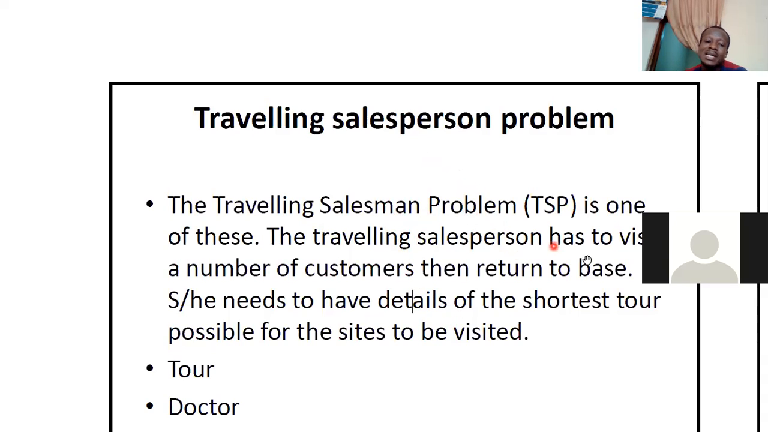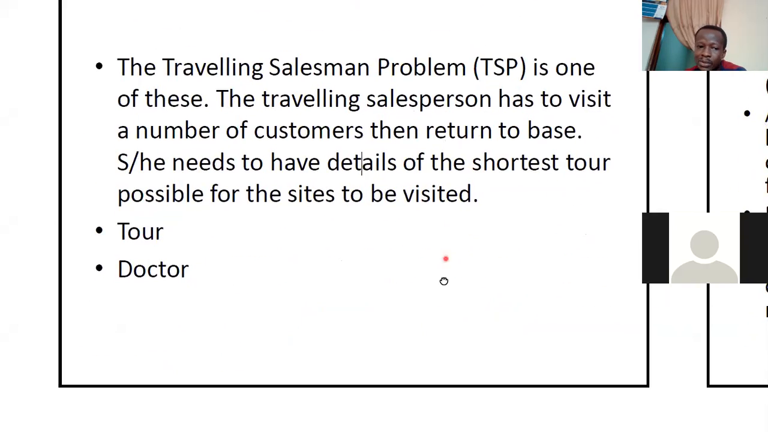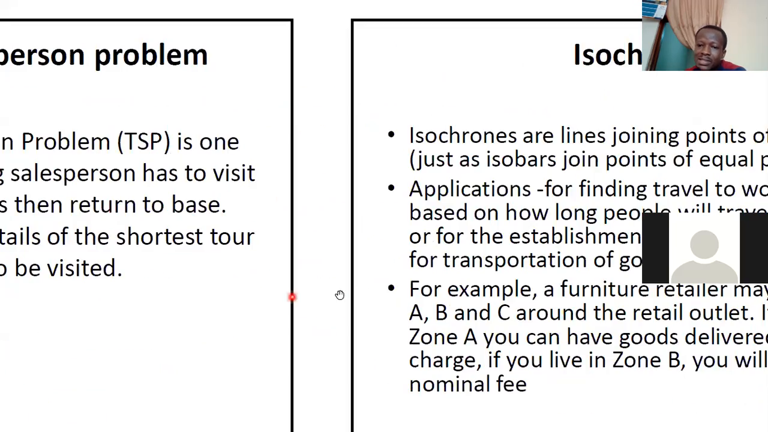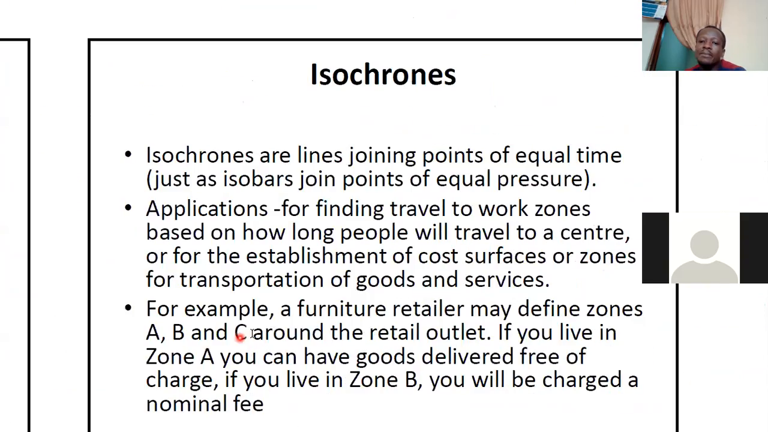So the traveling salesperson has to visit a number of customers, then return to the base. But he or she needs to have the details of the shortest tour possible for the sites to be visited. The shortest tour possible. That is the traveling salesperson's problem.